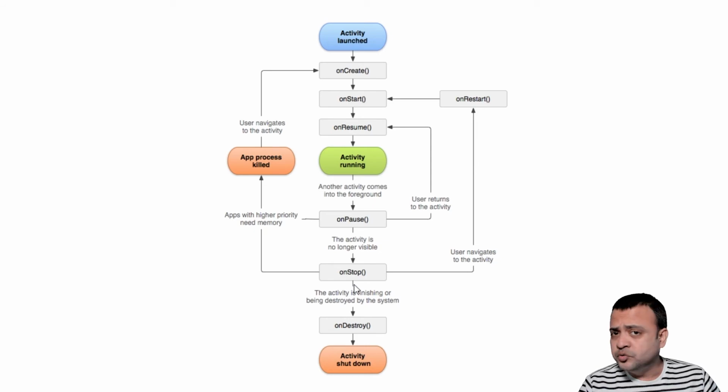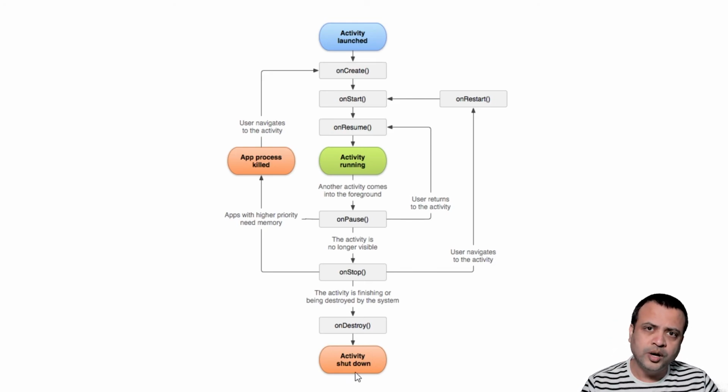If the activity is no longer visible, the onStop method is called and the activity is considered to be in the stopped state. While the activity is in a stopped state and has not been killed by the Android runtime, the user can still restart the activity and the onRestart method will be called. If on any of these steps the user decides to finish off the activity, the onDestroy method is called. And as you can see, the activity officially shuts down after the onDestroy method.